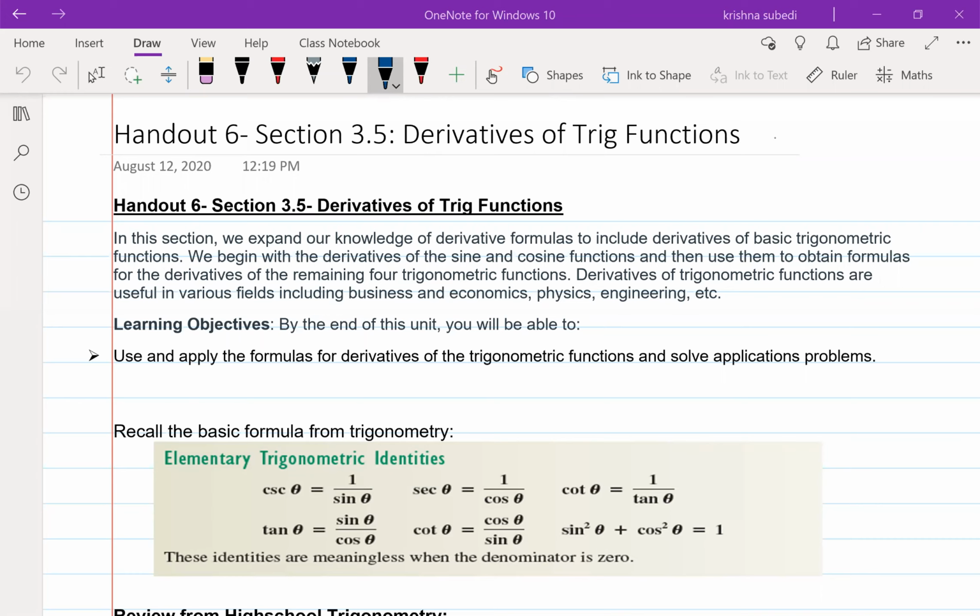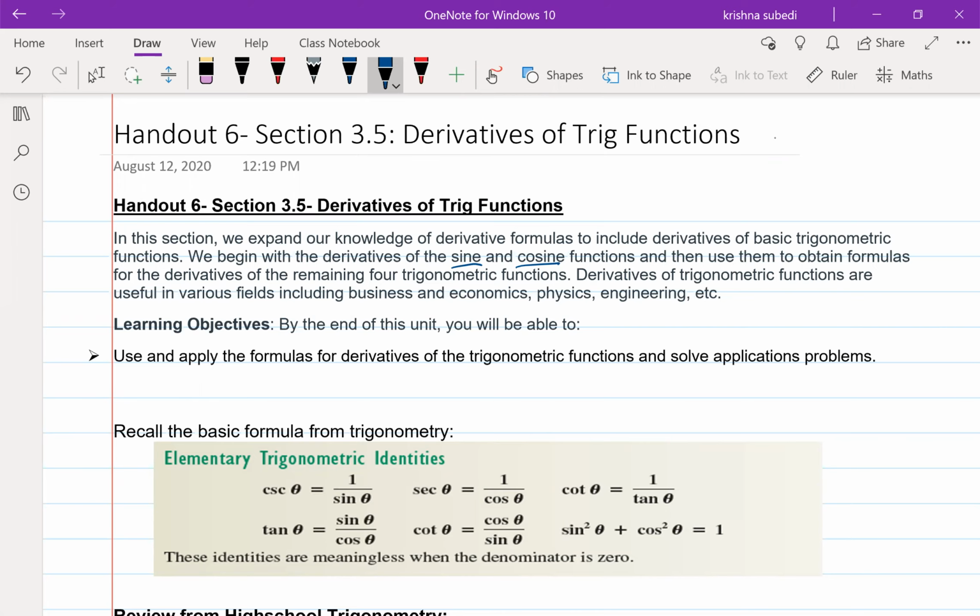So in this section, we will find the derivative of trigonometric functions, okay? We begin with the derivative of sine and cosine first, and then use them to obtain formulas for the derivative of the remaining 4 trigonometric functions, which I think you know: tangent, cotangent, secant, and cosecant.